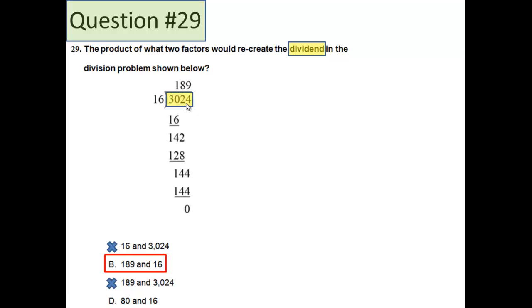You could do it on the side if you want, but this is an example of you needing to know that you take the quotient times the divisor, add the remainder if there is one, and you're going to get the dividend. That was question number 29. Not too difficult, to be honest. Okay? Now you know it. Don't mess it up again.